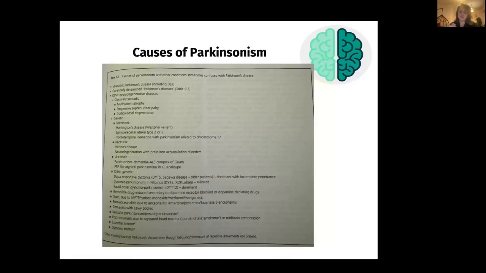And this just goes through what I just explained to you about the many causes of Parkinson's that we may have. As you can see, the list is exhaustive, and that's why a detailed history and physical examination is the key when you're assessing for movement disorders, and specifically Parkinson's.